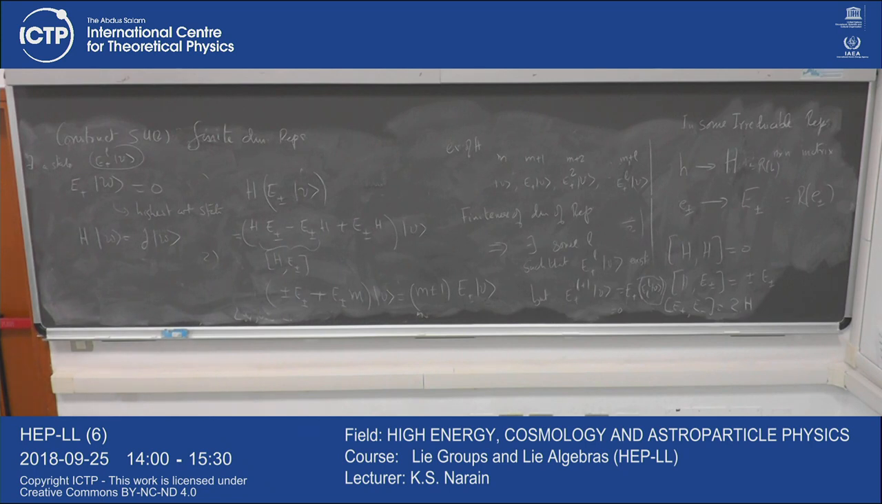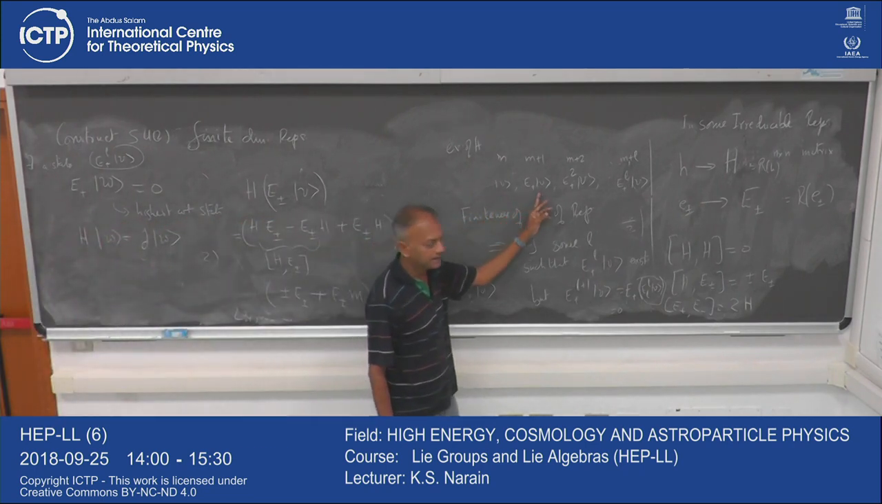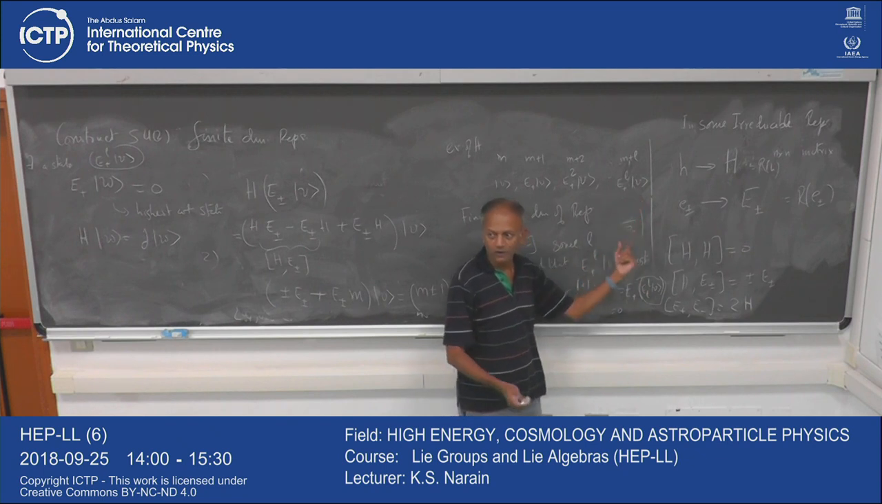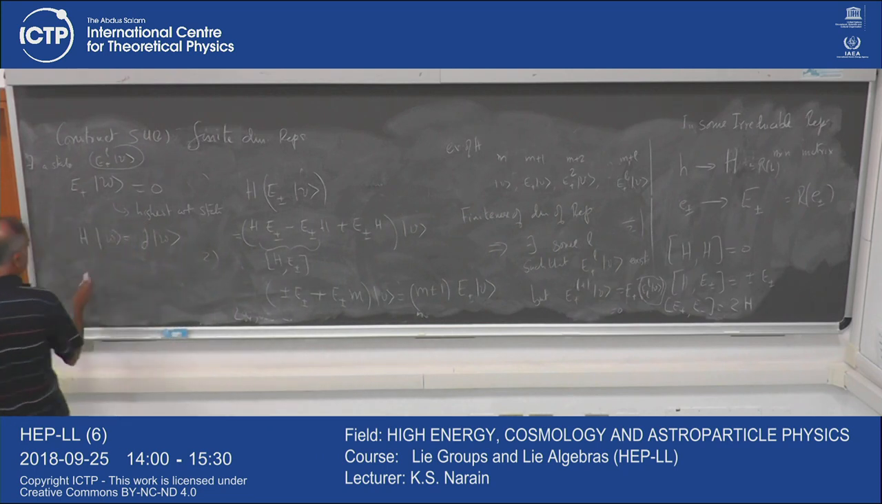Okay, now what do we do? Let's start from this W. Before, we started from any eigenstate V and kept going up, and we arrived at some state which is annihilated, and that I'm calling W. Now I go backwards. On W I cannot apply E plus, because when you apply it you just get zero. H just gives you a number.